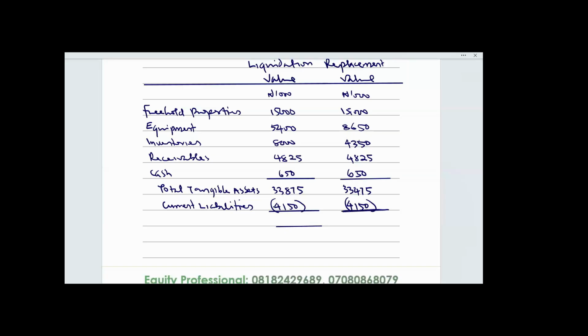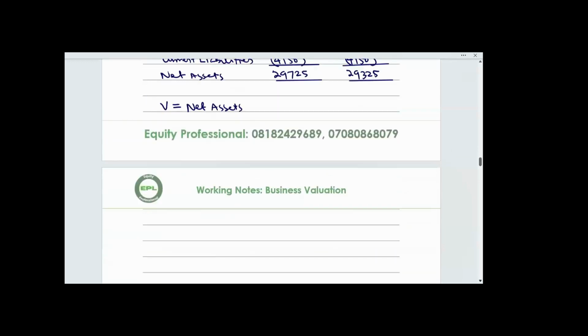So what's the difference? For liquidation, 29,725. For replacement, 29,325. So this gives us the net asset. This is the value we are looking for. Remember, we said that the value of a company using asset-based approach represents its net assets. So value is equal to net asset. And net asset is the difference between total tangible asset and total liability.